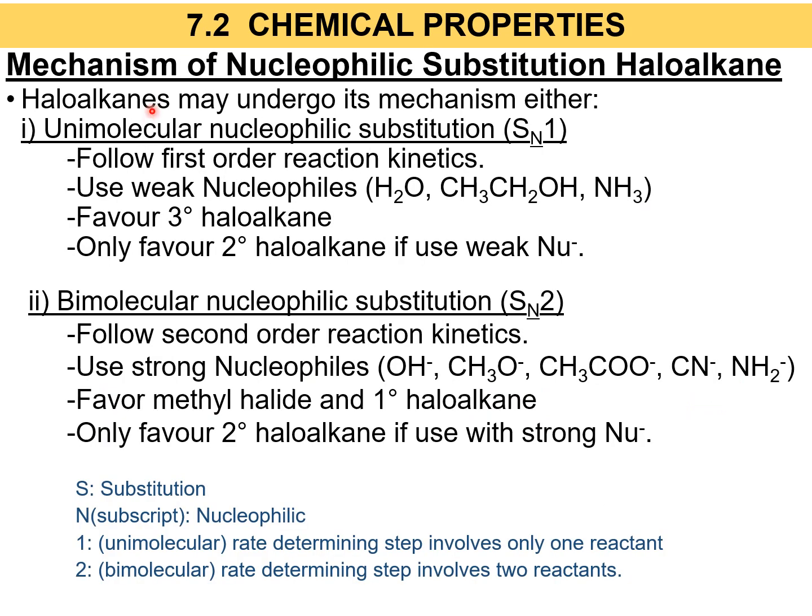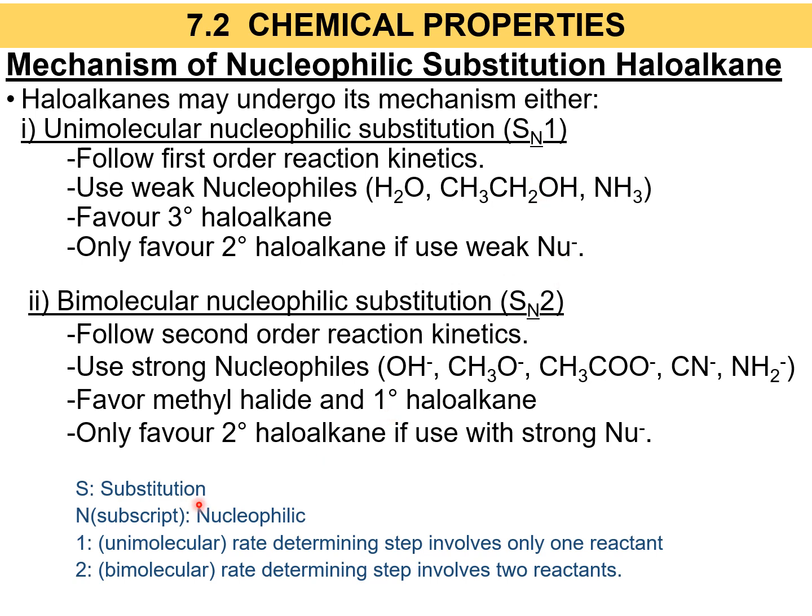Okay guys, kenapa Miss cakap penting untuk kamu tahu the type of nucleophiles and also the class of your haloalkane, is because dia akan menentukan the mechanism for nucleophilic substitution reaction in haloalkane. So there are two types of mechanisms in haloalkane. The first one is SN1. The second one is SN2. What is SN1 dengan SN2?